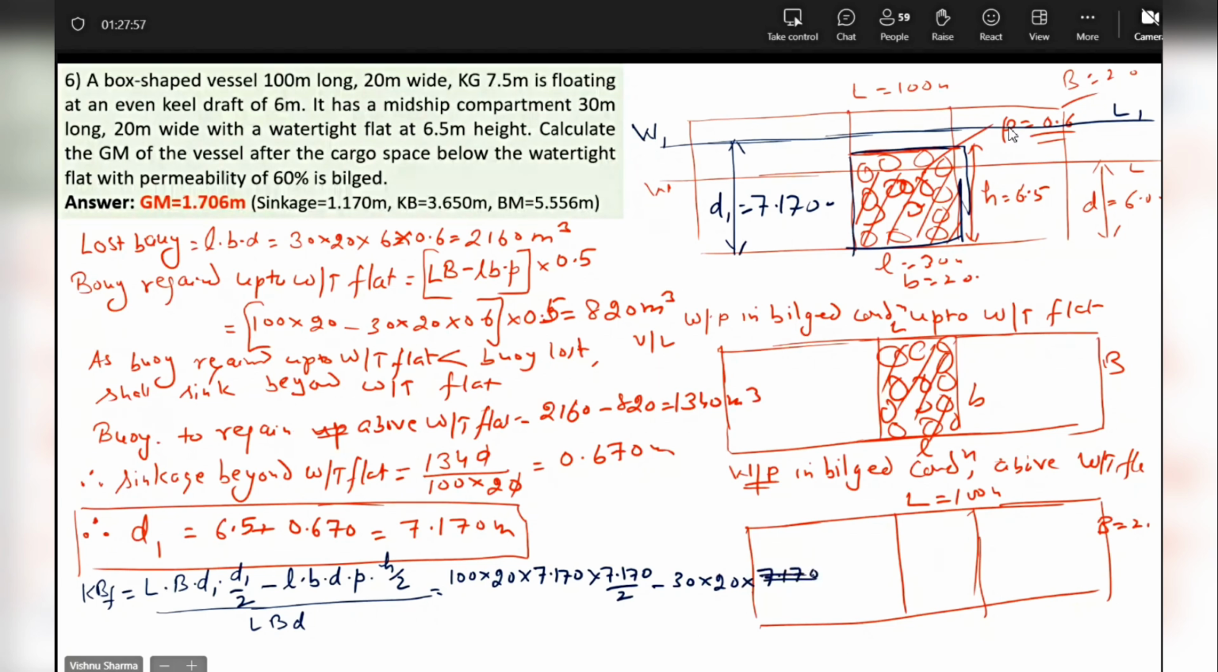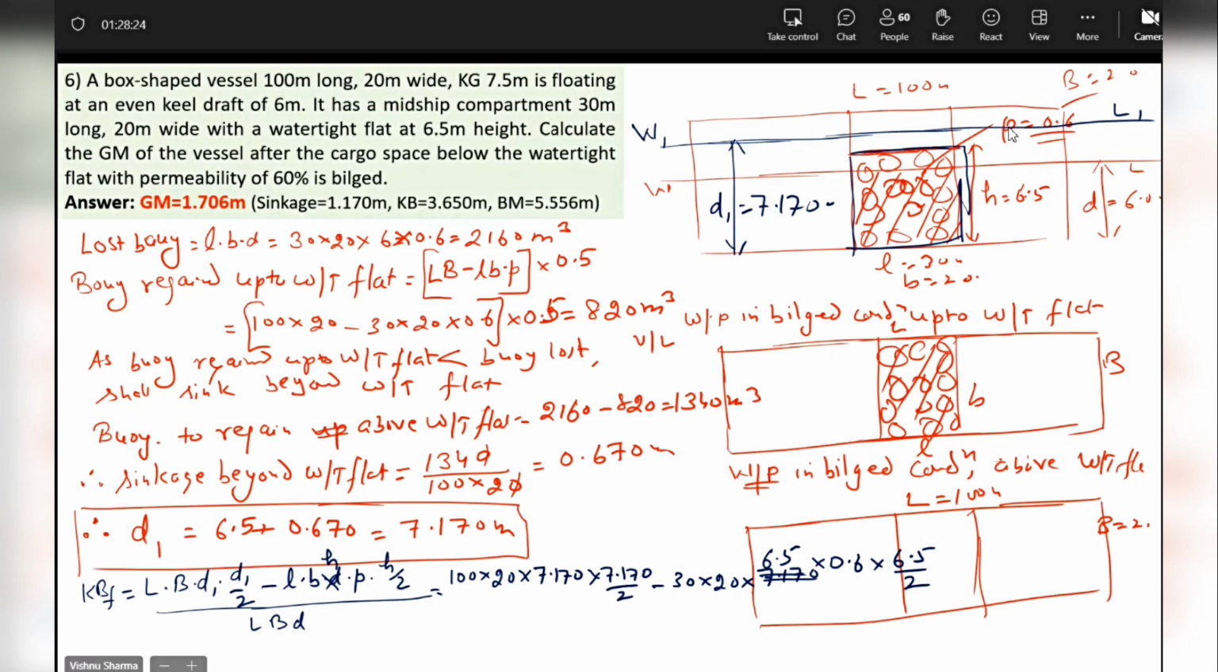No, sorry, my mistake. LB. One second. LB minus LBH. Sorry, not D. It is H. My mistake, guys. In the formula, it is H. Okay, you didn't correct me. You should have done that. 6.5 into permeability of 0.6 into H by 2 is 6.5 by 2.